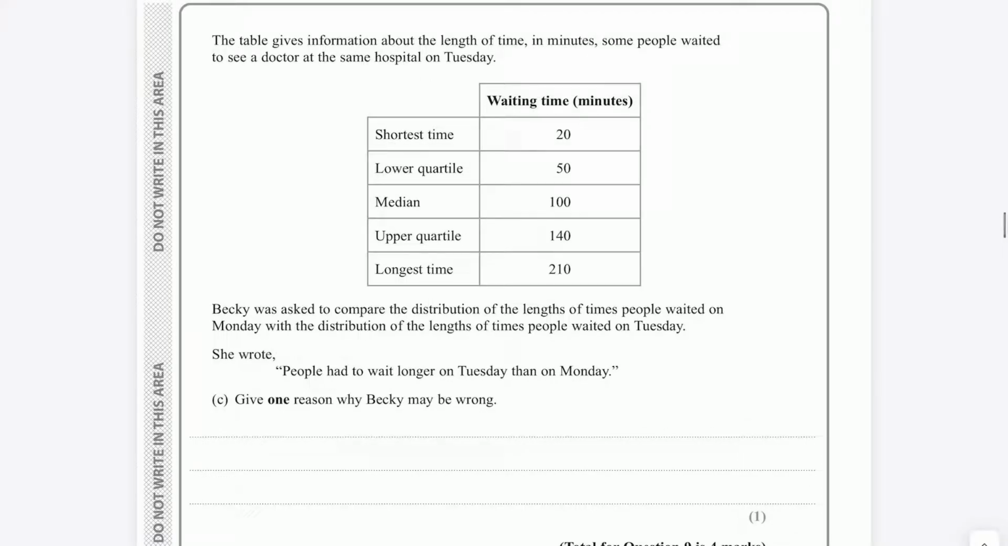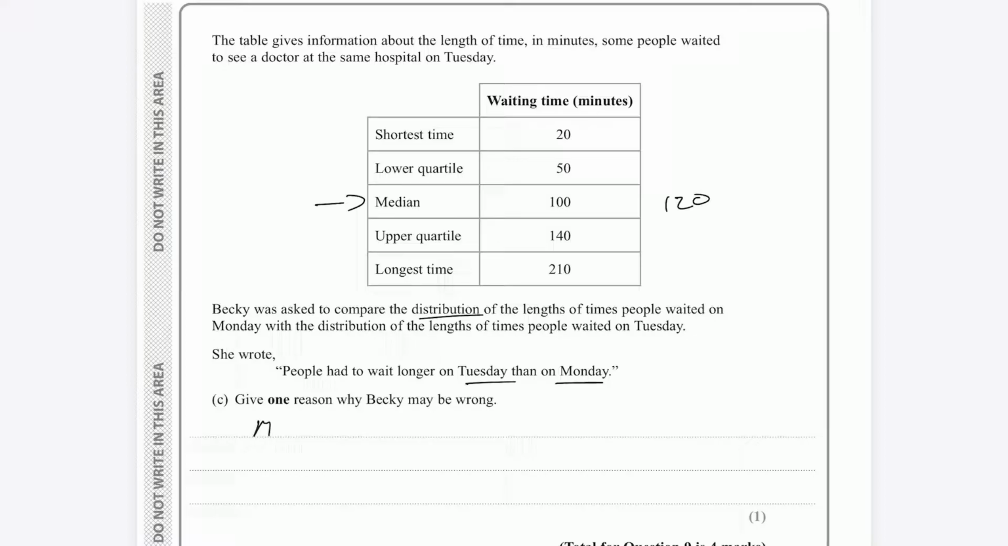The table gives some information about the length of time people waited on Tuesday. Now we know on Monday the median was 120. She was asked to compare the distribution of how long people waited on Monday versus Tuesday. People had to wait longer on Tuesday than Monday. Now one metric you'd use for comparison would be the median, because the median is the average of all the data. Give one reason why Becky may be wrong.